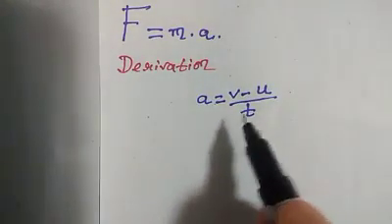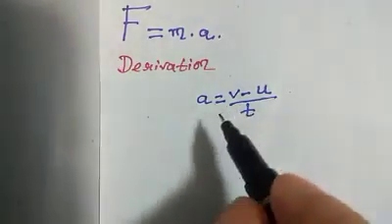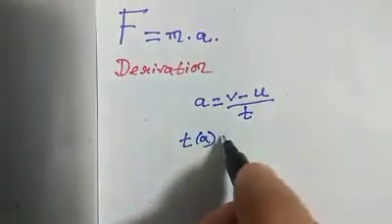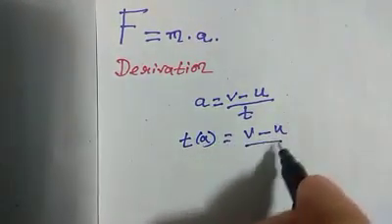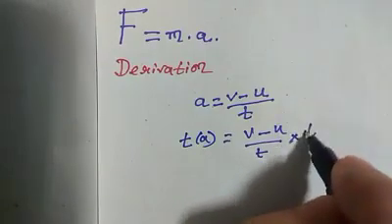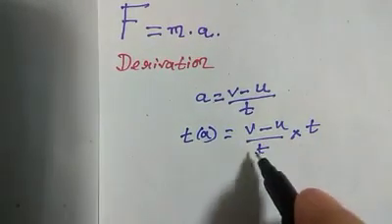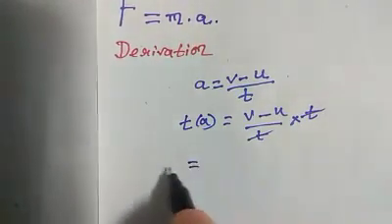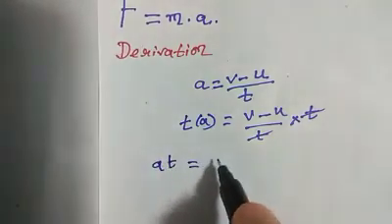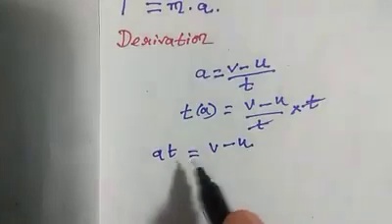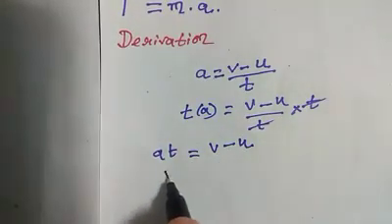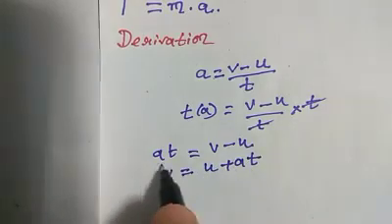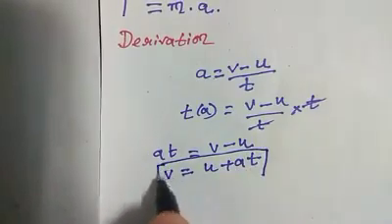Now, with this formula, let us multiply both sides by t and see what happens. So we get ta equals (v minus u) whole divided by t, and here I am multiplying both sides by t. So t and t get cancelled, and what we get is at equals v minus u. At equals v minus u, so just by flipping sides, we get v equals u plus at. And this is the first formula that we get looking at acceleration.